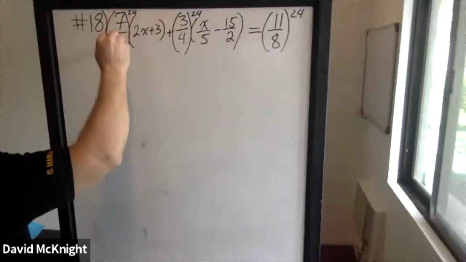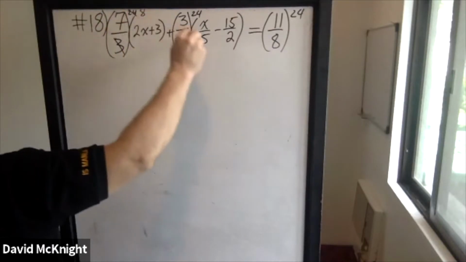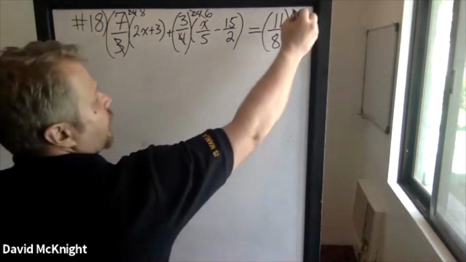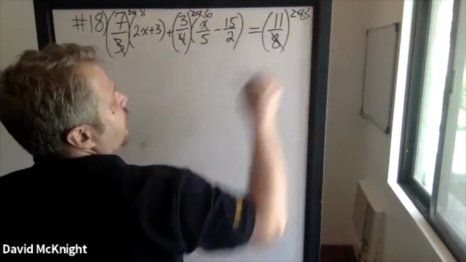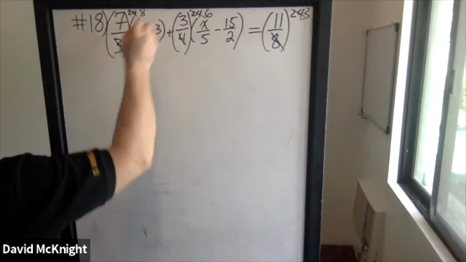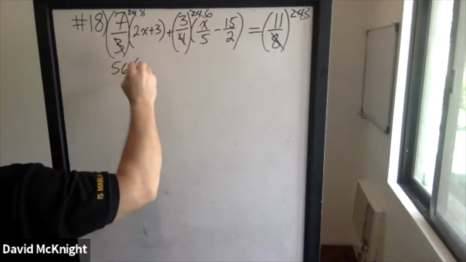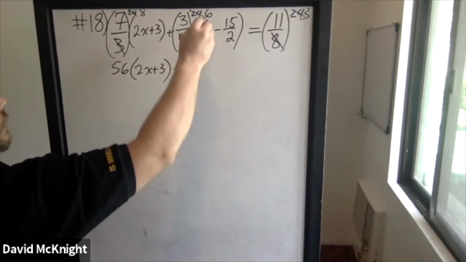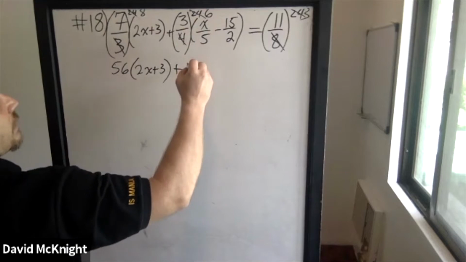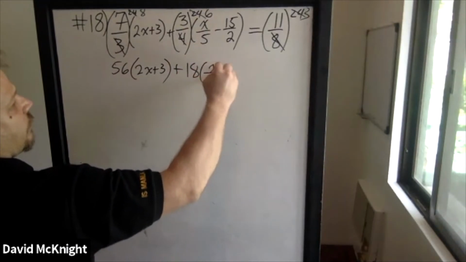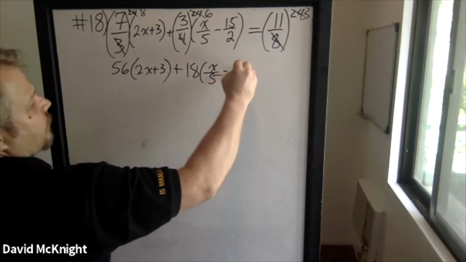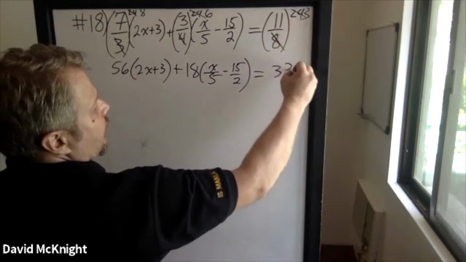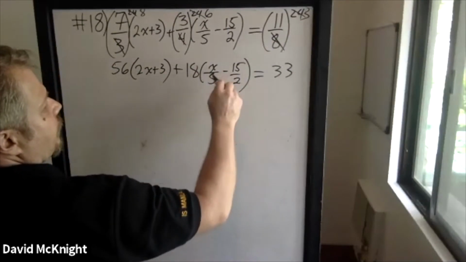So 24 divided by 3 is 8, and 24 divided by 4 is 6, and 24 divided by 8 is 3. Okay? So here we have 8 times 7 is 56. And we still have the distributive property of the factor. We have 18, 6 times 3 is 18, times x over 5 minus 15 over 2 is equal to 33. Let's fix that there.